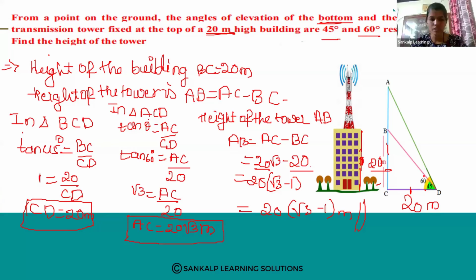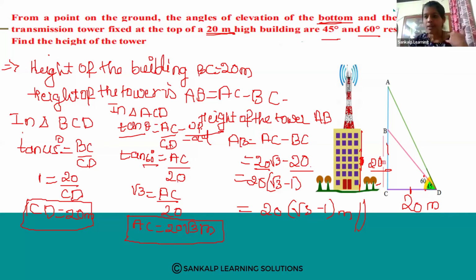Next, consider triangle ACD. In triangle ACD, tan theta is equal to AC divided by CD. The theta value is 60 degree. When you consider the full triangle, what is the elevation? The angle of elevation is 60 degree, right? So tan 60 degree is equal to AC divided by CD. AC is the opposite side here and CD is the adjacent side. AC value we don't know, CD value is 20. Tan 60 degree is root 3. So transfer this 20 to this side: 20 into root 3 meter.